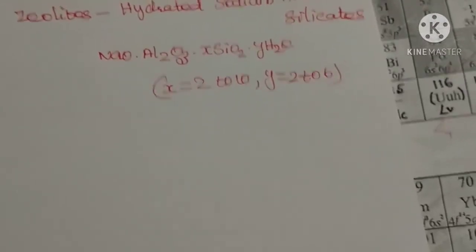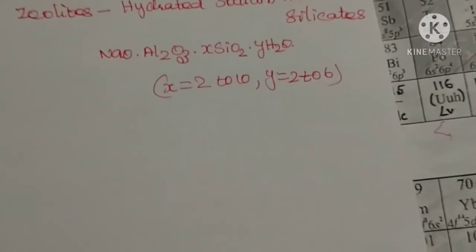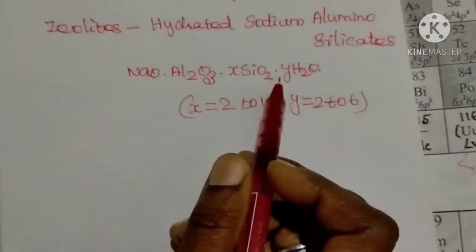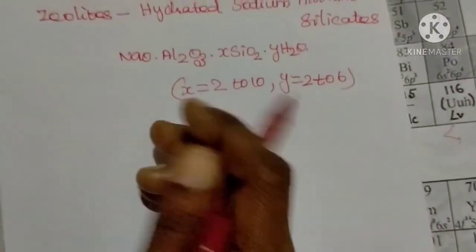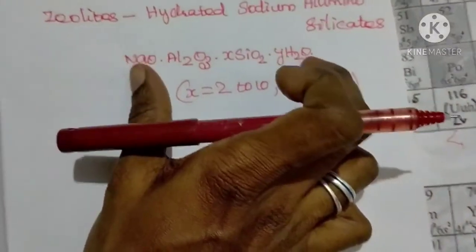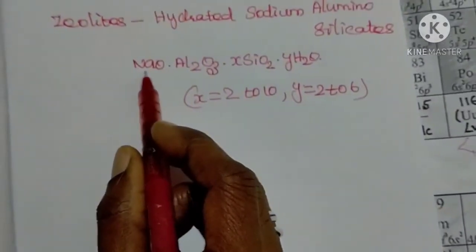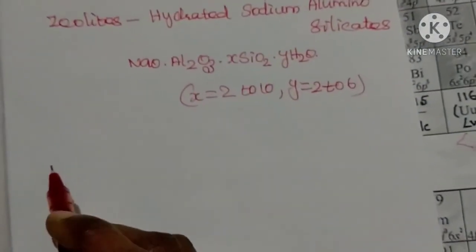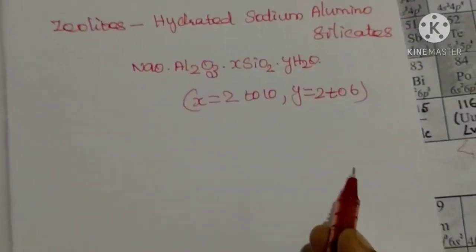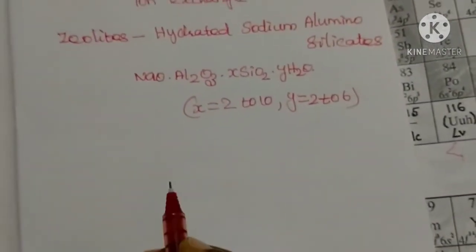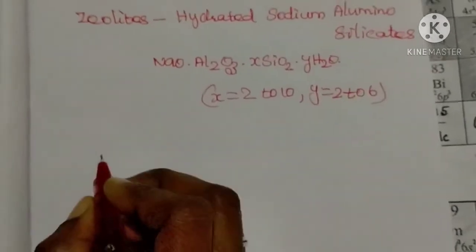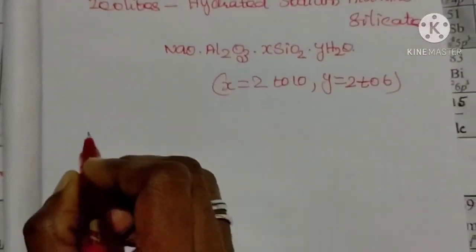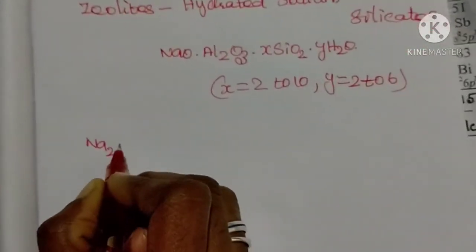Zeolites generally have a porous structure, and the sodium ions are loosely held with the compound. So this sodium is used to remove the metal cation from the permanent hard water.